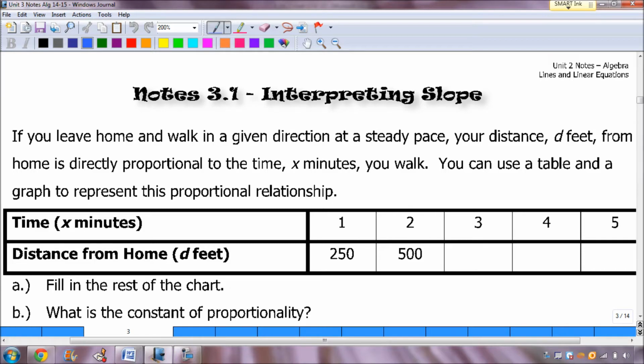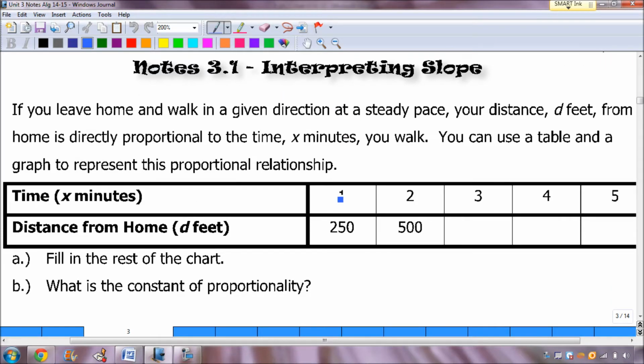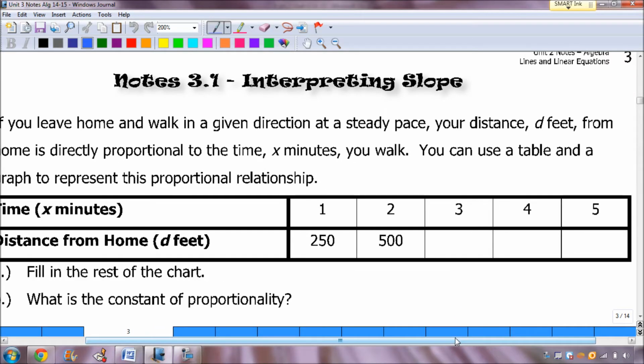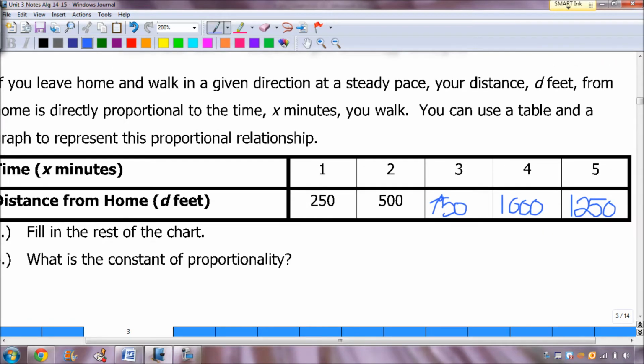If this is a proportional relationship and it's going up, in 1 minute the person walked 250 feet, in 2 minutes they walked 500 feet. So it's clear that they're walking an additional 250 feet every hour, or excuse me, every minute. So this should be 750, right? And then this should be 1,000, and then this should be 1,250, okay?